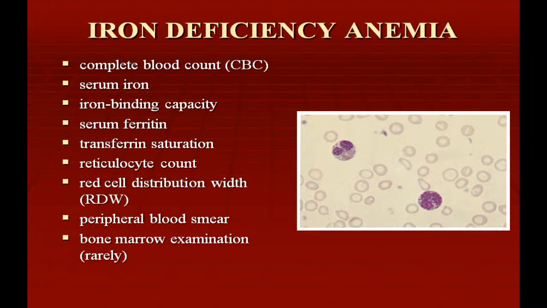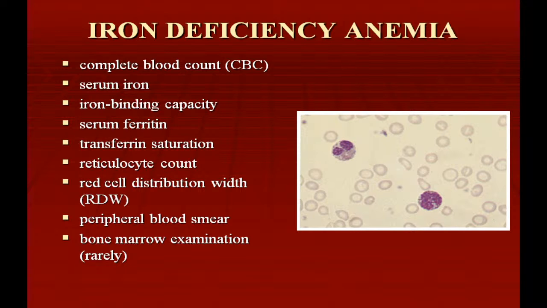To detect iron deficiency anemia, we need to perform some tests. These are specific tests which help you to detect iron deficiency anemia. They are complete blood count, so routine test, serum iron to detect deficiency of iron in organism, iron binding capacity, serum ferritin, transferrin saturation, reticulocyte count, red cell distribution width, and peripheral blood smear.